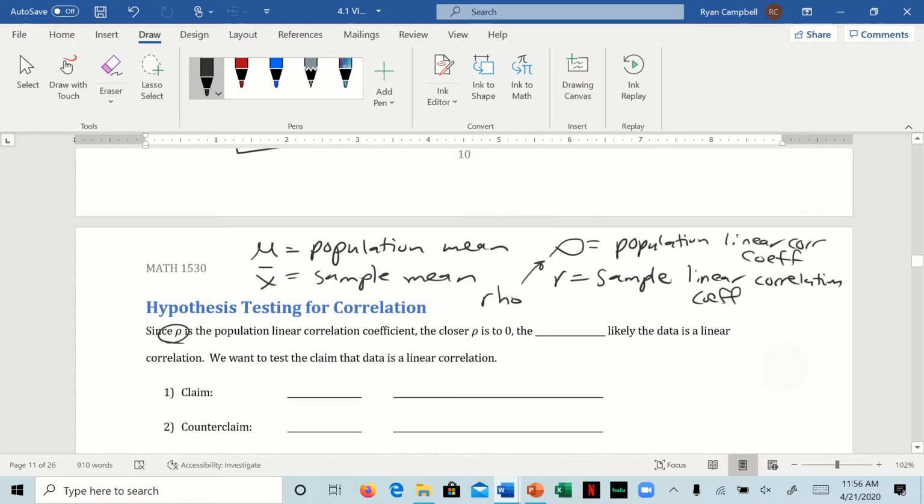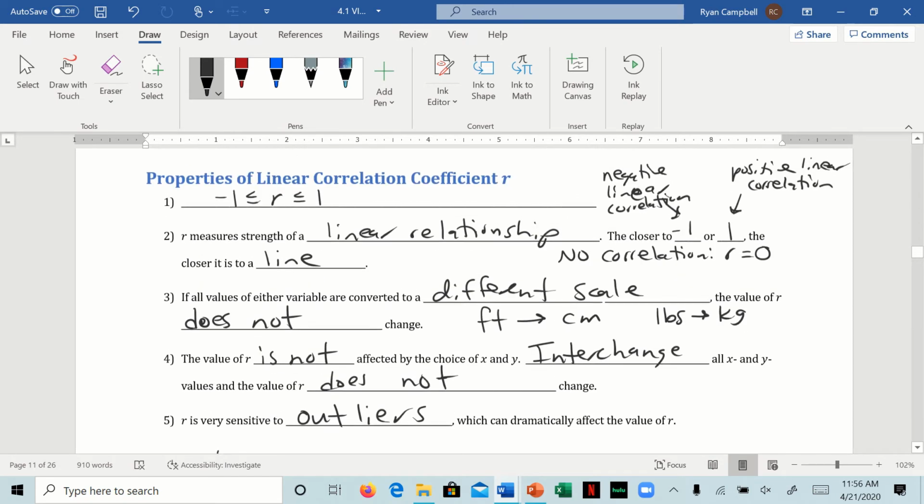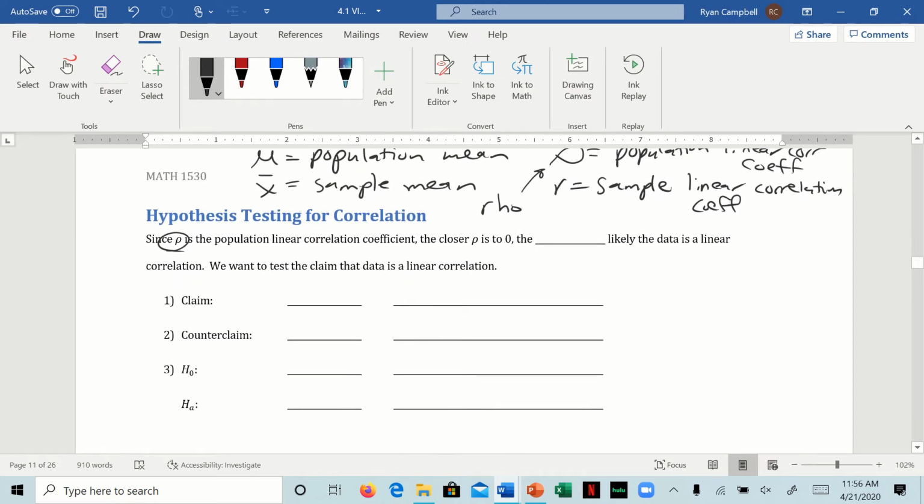Which means the closer that rho is to 0, the less likely it is to be linear. So we said R, right? The closer it is to 0, the less likely it is, because when it's equal to 0, there's no correlation. So since rho and R are the same thing, as rho gets closer to 0, it gets less likely to be linear.